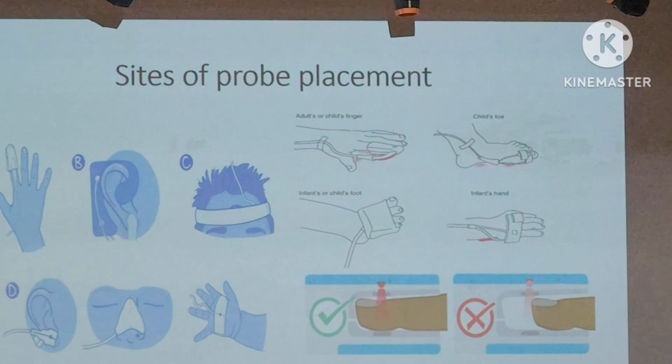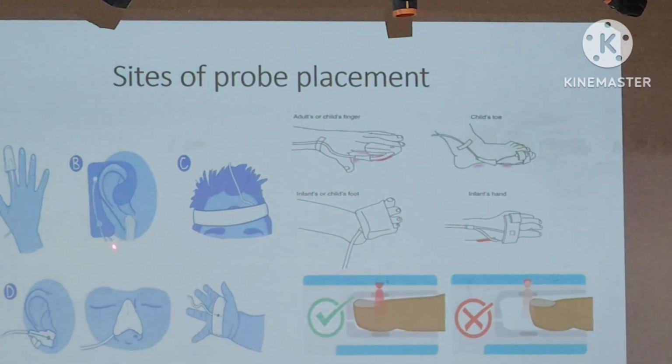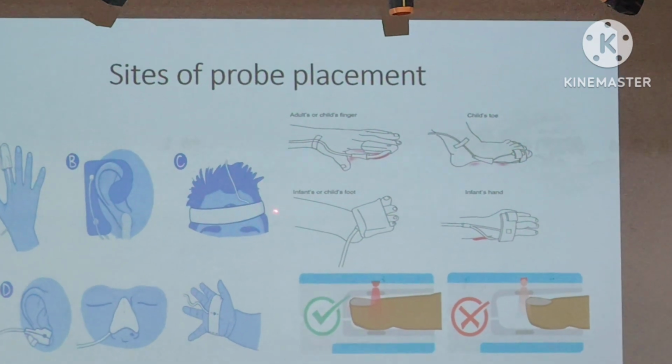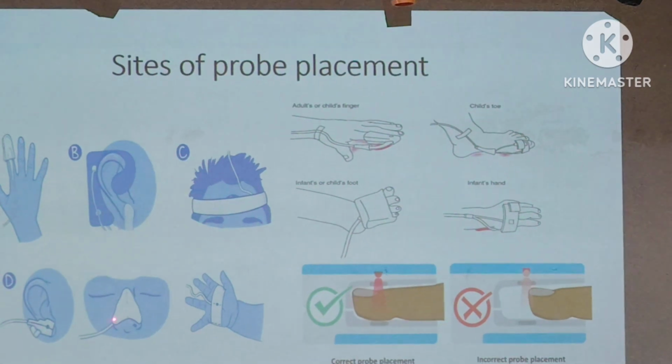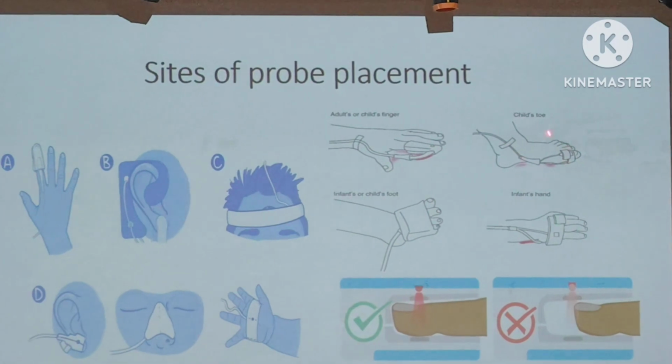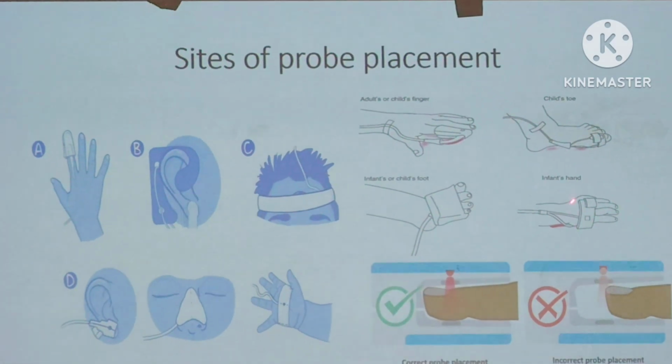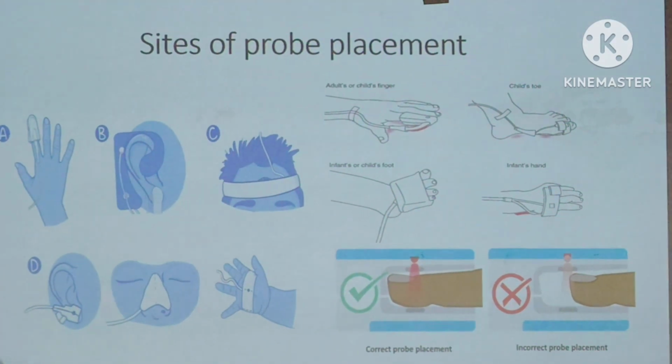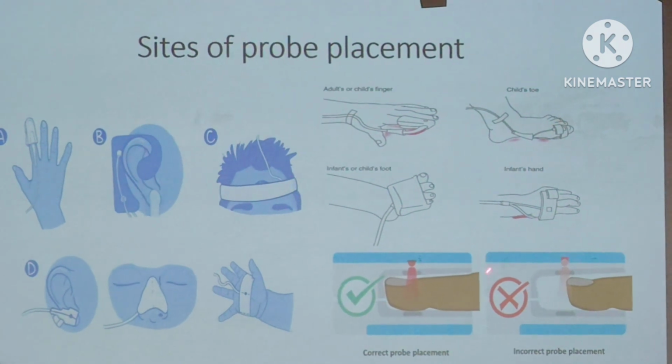These are the sites of probe placement: over the finger, over the earlobe, over the nose, over the hands, in a child or adult. In the case of children, the toes or the foot, and in the case of infants, the hands. And this is the correct placement.